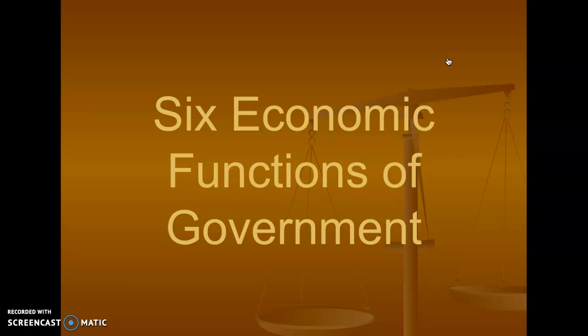So, this whole presentation is about the 6 economic functions of government. And what that means is that the government is going to be involved in our economy in America. And we like to say that there are 6 ways in which they are involved.